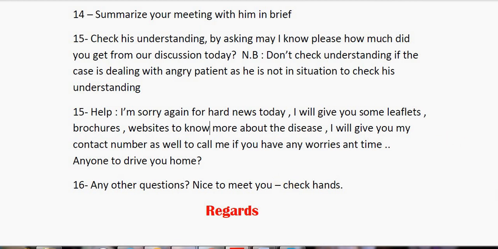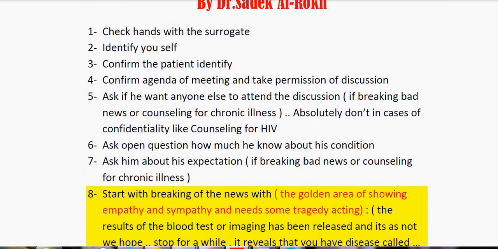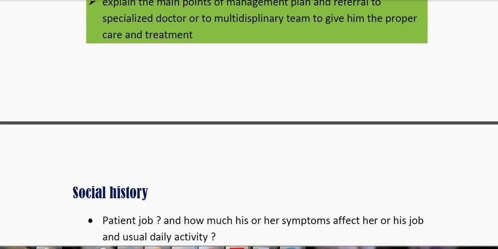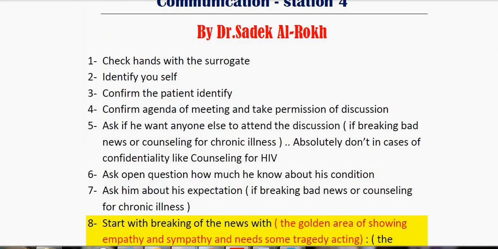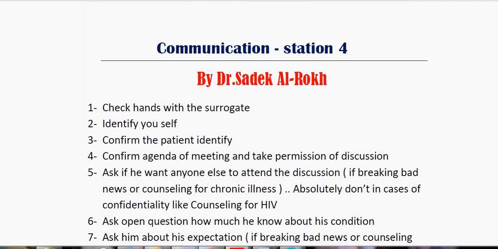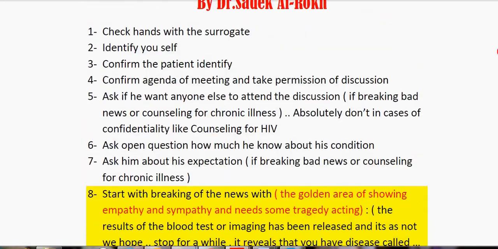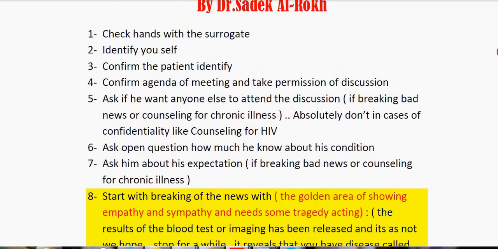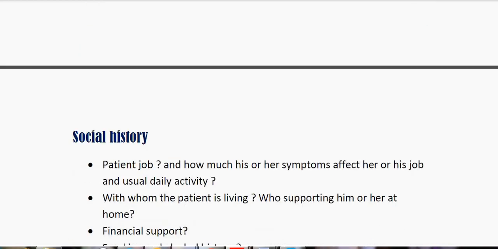So let us agree and put in our mind that this skeleton will be our fixed skeleton for all the cases of station 2. Maybe some variable things will be different from one case to the other, but let us make this scheme or skeleton the fixed one for all our cases of communication skills.